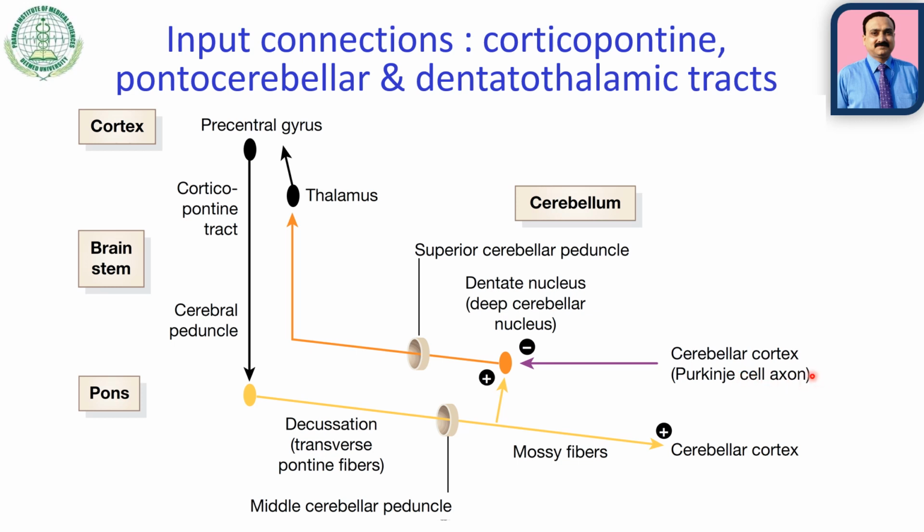From Purkinje cell axon, cerebellar cortex to the deep cerebellar nucleus, that is dentate nucleus, and from here through superior cerebellar peduncle to thalamus and to the precentral gyrus. Then from precentral gyrus through corticopontine tract to the pons, and from pons to the cerebellum through middle cerebellar peduncle, and here decussation took place, that is transverse pontine fibers.